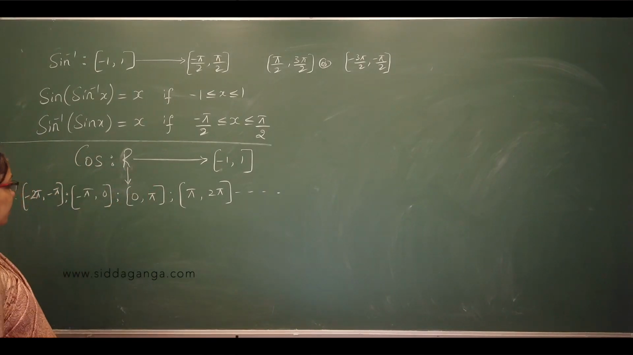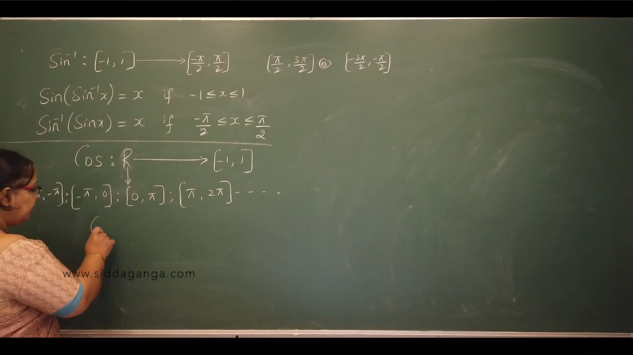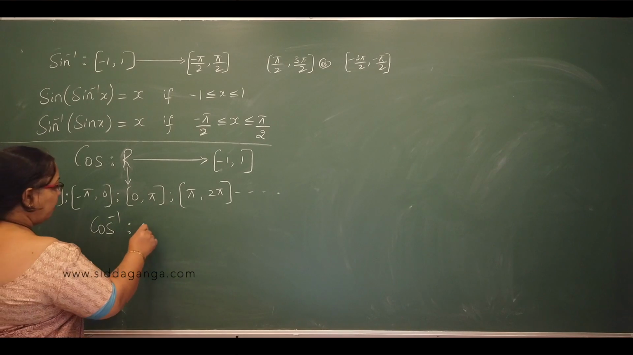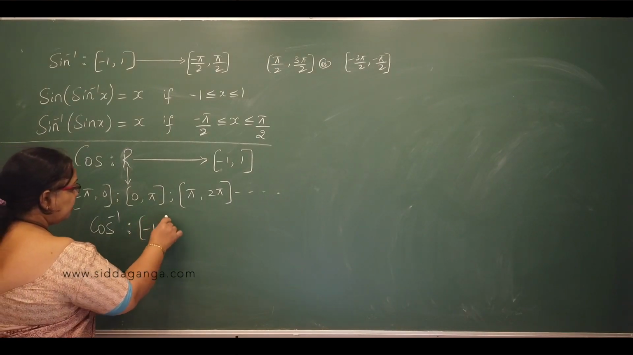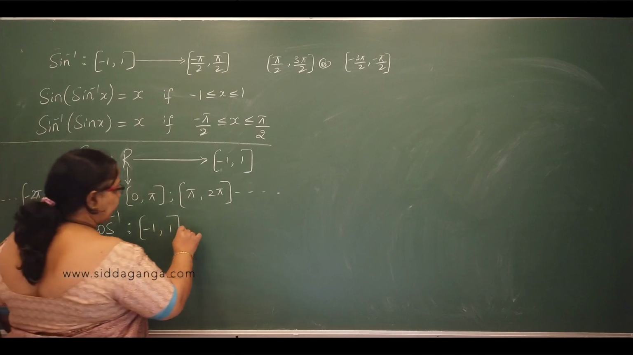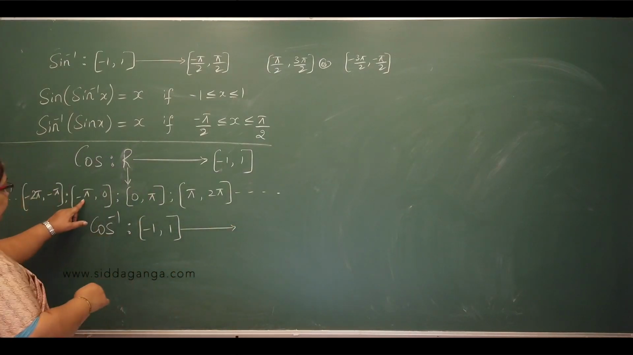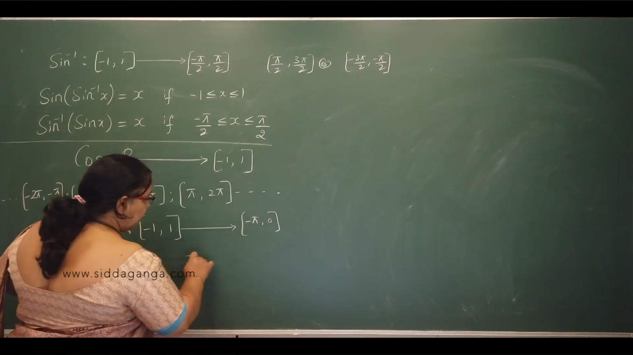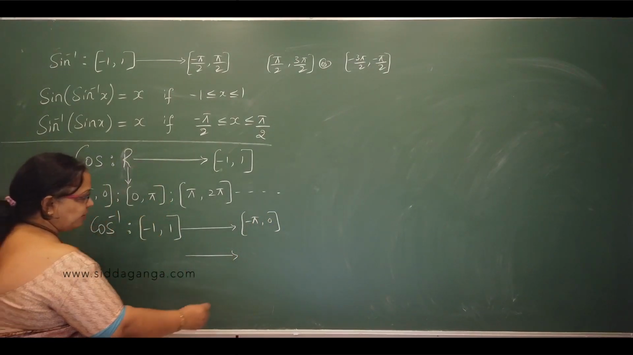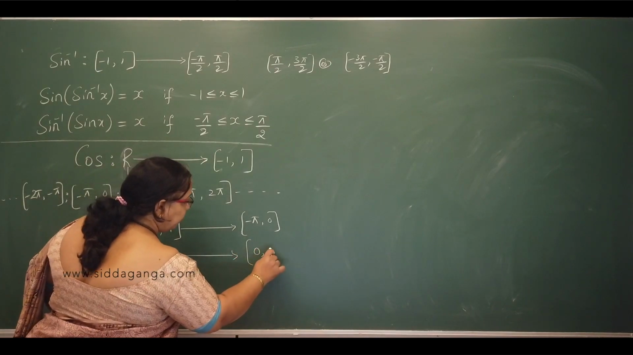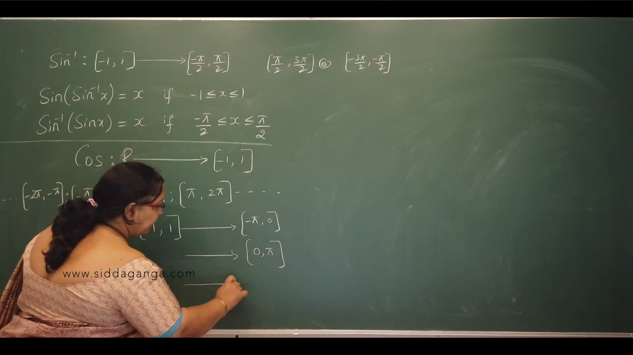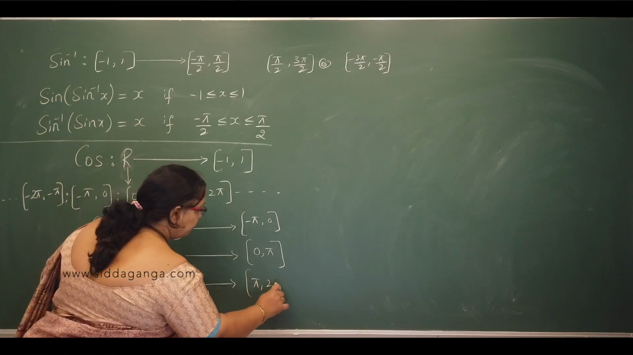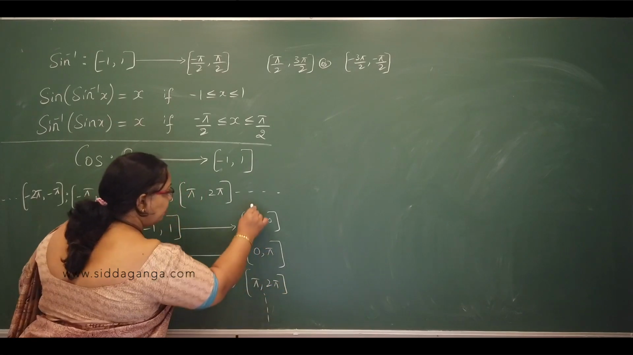So now cos inverse is a mapping from the closed interval -1, +1 to, now you write this interval, we can take -pi, 0, or the domain is the same for all of them, that is 0, pi, or we can consider the next range, that is pi, 2 pi, and so on.